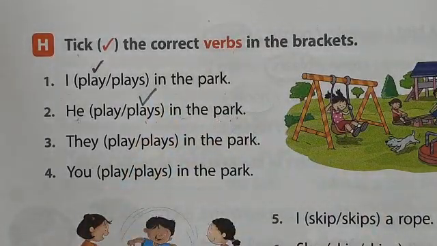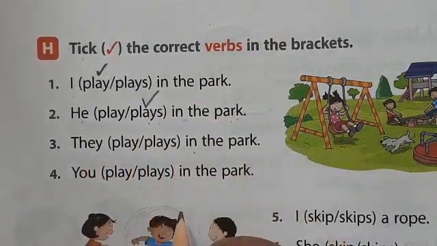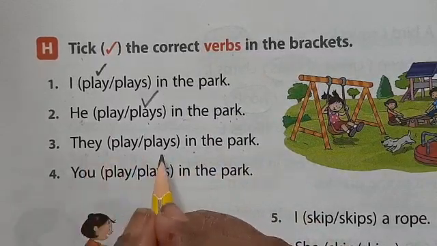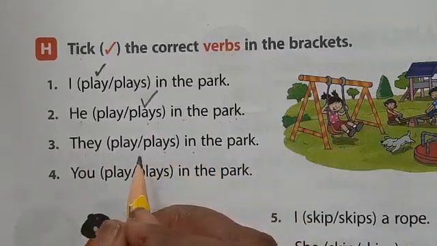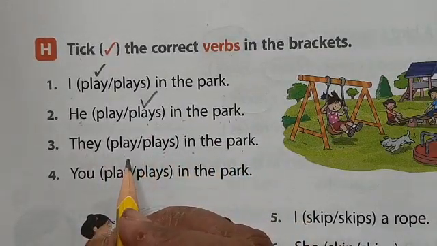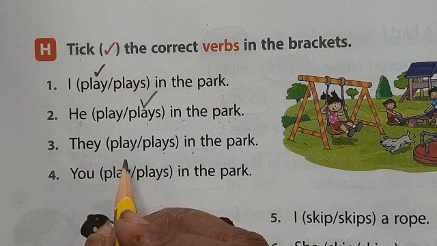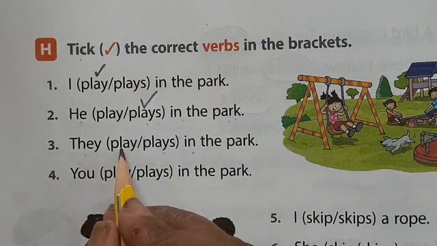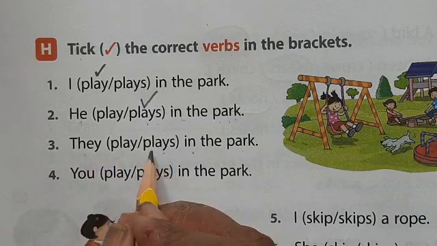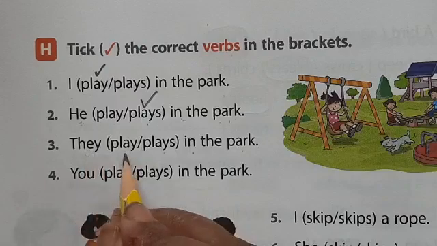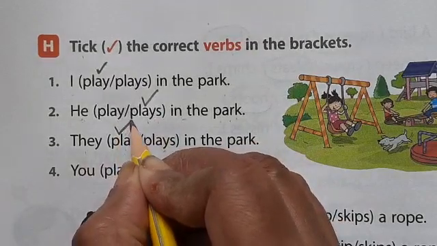Let's solve one more sentence, children. They play in the park. They plays in the park? We have seen when we are talking about more persons, we generally use the form without S. That is they play. It is not correct when we say they plays, children. It is wrong. So the correct sentence is they play in the park. So I'm going to put a tick mark on the word play over here.